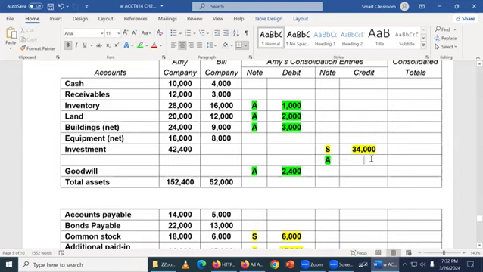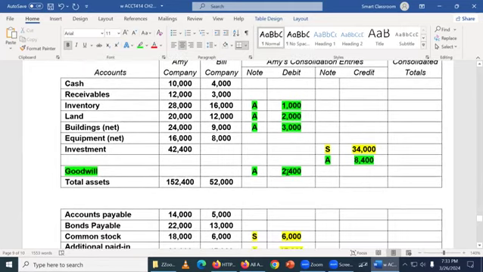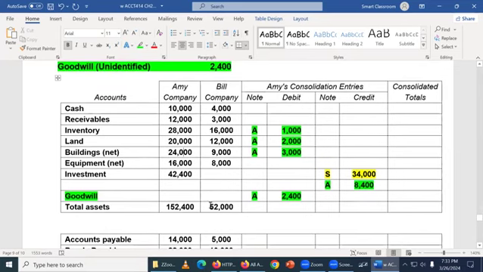Six, 8,400. 8,400 plus, yeah, that works out. Okay. So we do have to calculate goodwill if we're doing these consolidations because it will go on the books. And I think I mentioned before, goodwill can only be purchased. It cannot be generated inside the company. So if you're wondering why Bill Company doesn't have 2,400 sitting on their books, it's because they can't. Only when you buy another company can you have goodwill, not when you develop it yourself.